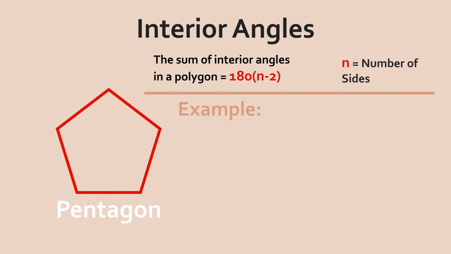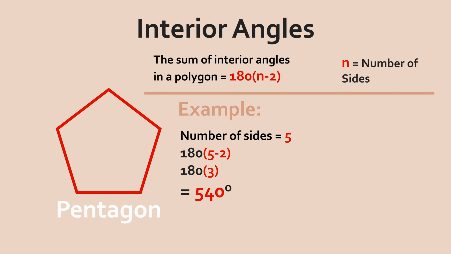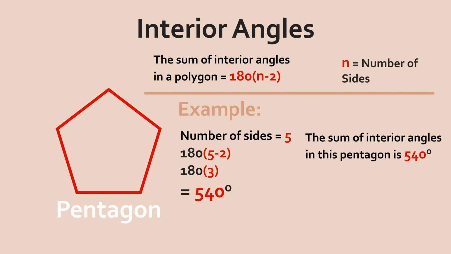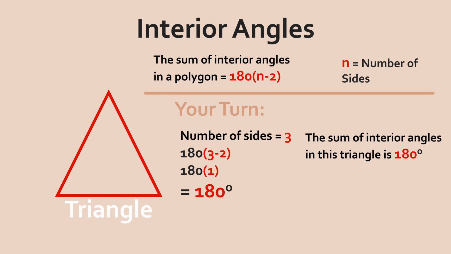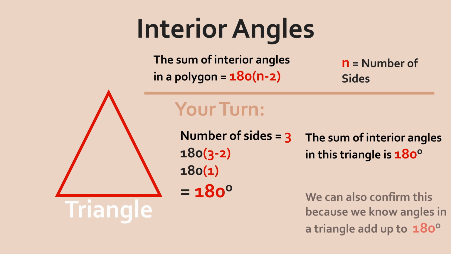Here is an example for a regular pentagon. A pentagon has 5 sides, so we would subtract 2 from 5 to get 3, then multiply that by 180. With this, we get an answer of 540 degrees, the sum of the interior angles. Now it's your turn. Try calculating the sum of the interior angles in this triangle. The answer is 180 degrees. We can also confirm this because we know angles in a triangle add up to 180 degrees.